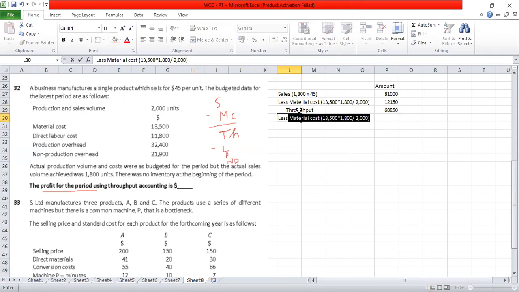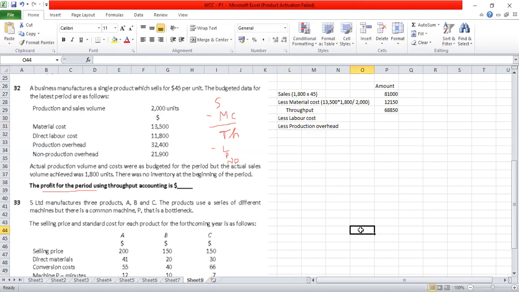From this, we have to deduct all the other costs. One is labor cost. Ma'am, these costs don't have to be proportionate? Which one? The labor cost, production overhead, they don't have to be calculated proportionately. No, they are assumed to be fixed cost. We know that, no? So they are assumed to be fixed cost.